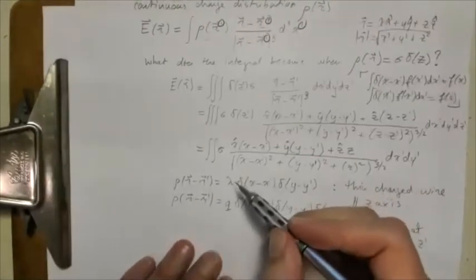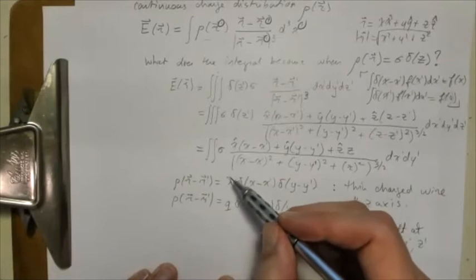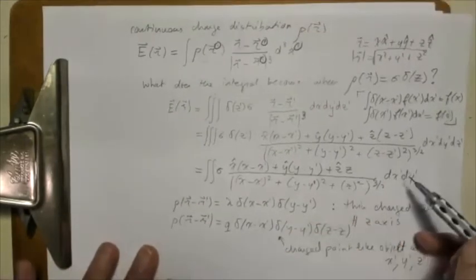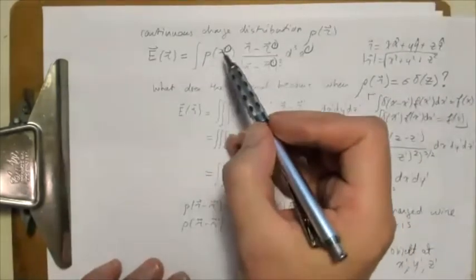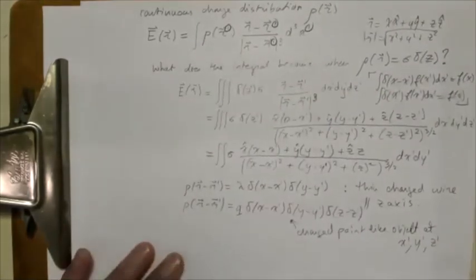Okay, so units. This is linear charge density, so this is per meter. This is just charge, and the sigma is per meter squared, and rho is per meter cubed.